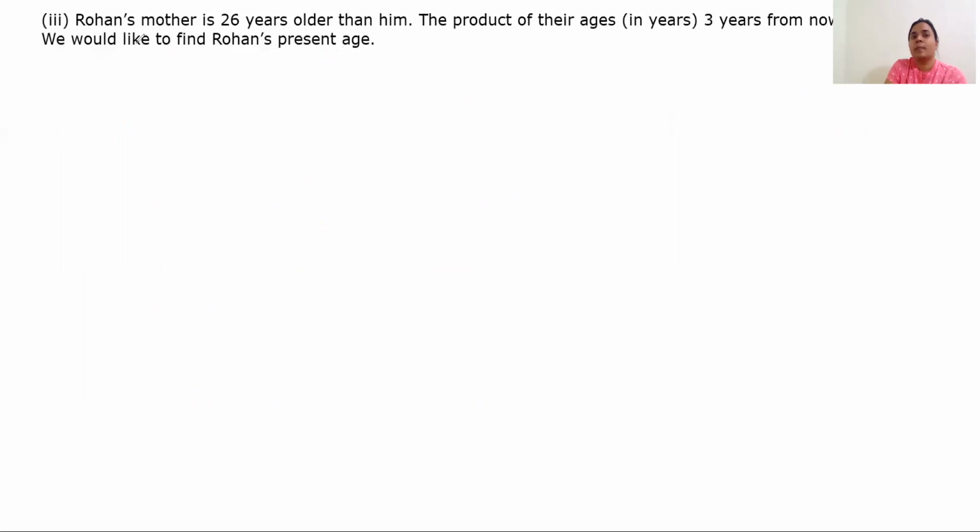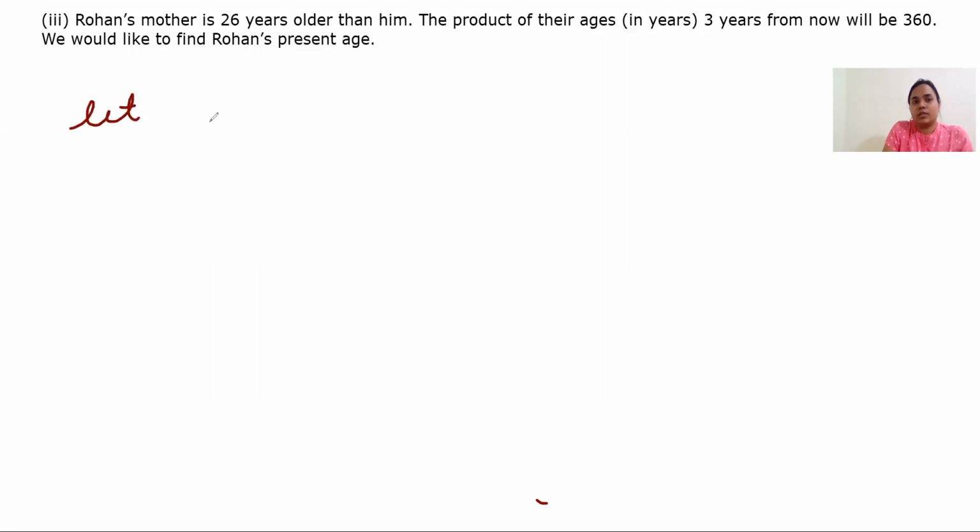Now, third question. Rohan's mother is 26 years older than him. The product of their ages in years, 3 years from now, will be 360. We would like to find Rohan's present age. In age related questions, one thing is very important. I'll tell you that while solving the question. Rohan's mother is 26 years older than him. So first thing, let Rohan's age be x.